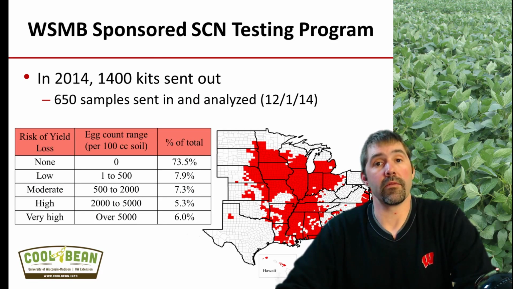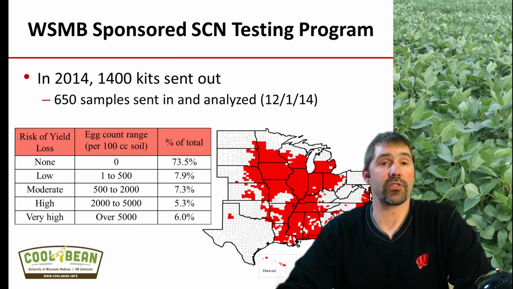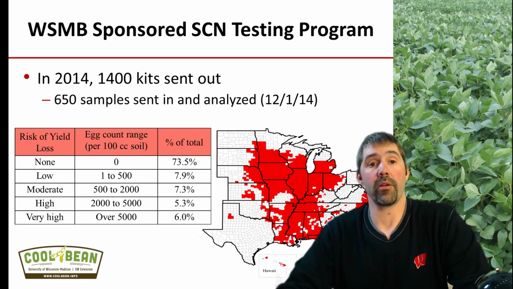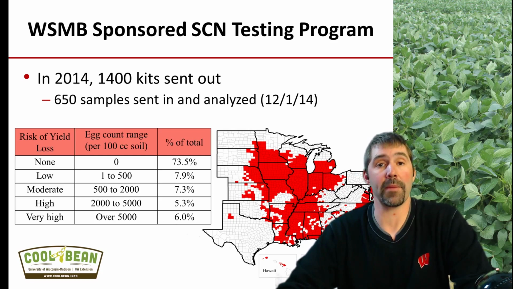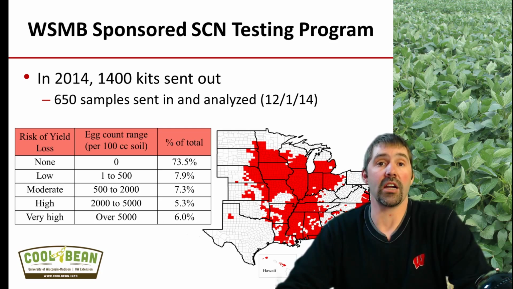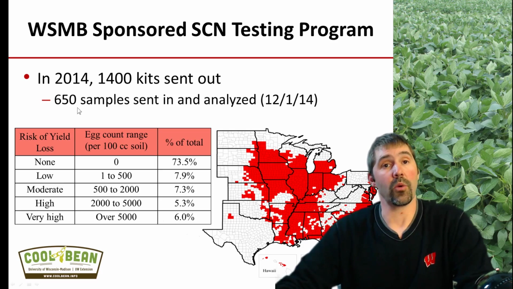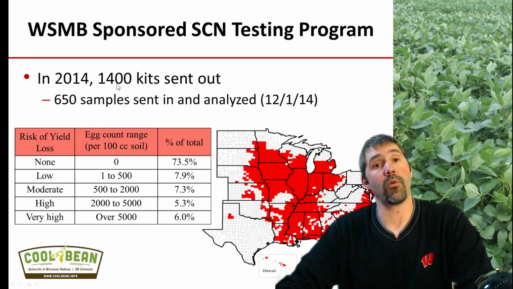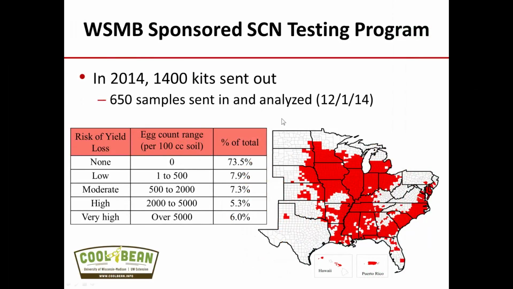So one of the things that we have in Wisconsin is the Wisconsin Soybean Marketing Board has been sponsoring an SCN testing program for over 20 years. What this program does is it allows growers from across the state of Wisconsin to submit up to 4 free samples on an annual basis in order to get a free SCN sampling kit or testing done. So in 2014, up to 1,400 sample kits were sent out, and as of December 1st, 650 of those samples came in.